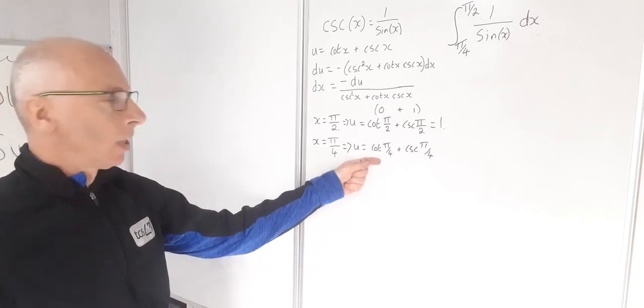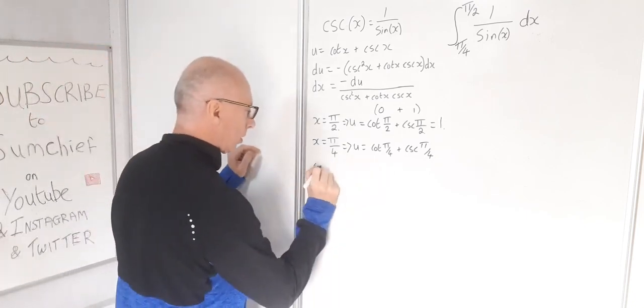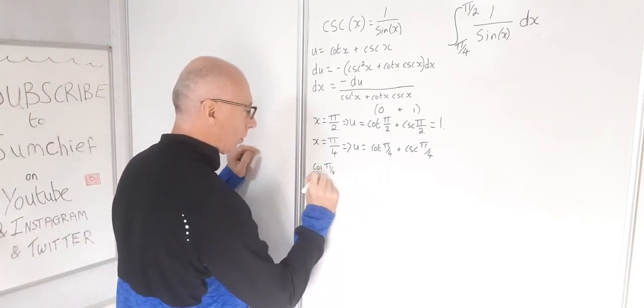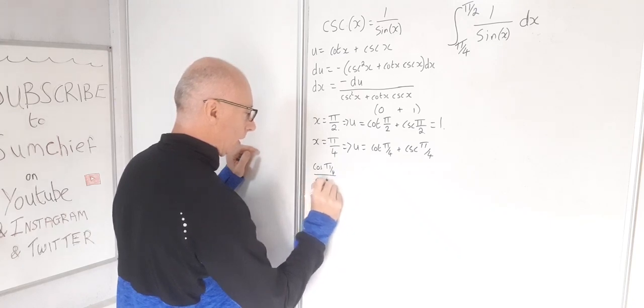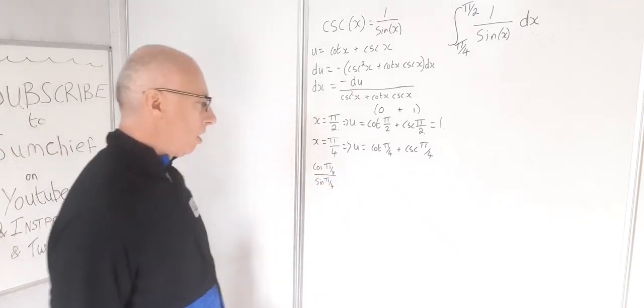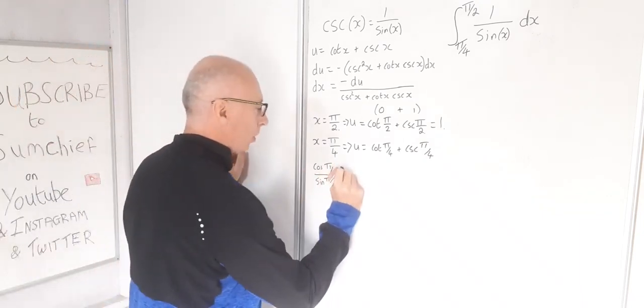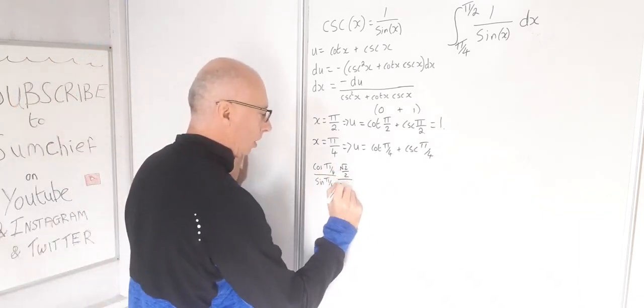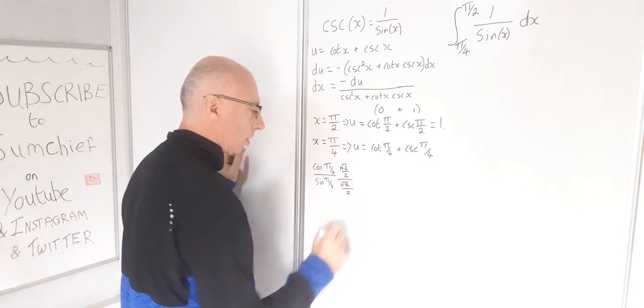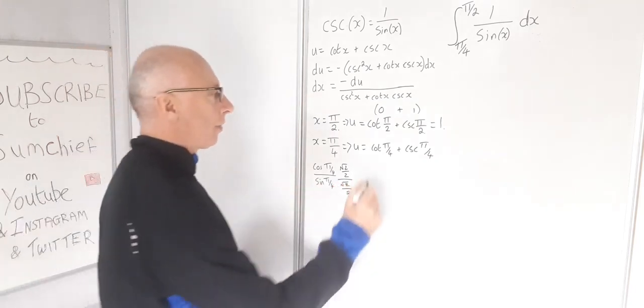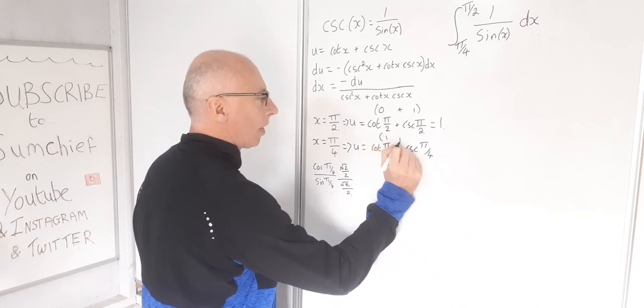Now again, cotangent we know is cosine over sine, so cosine pi over 4 divided by sine pi over 4. Well, we know that these two values are equal. They are both root 2 over 2 divided by root 2 over 2. So that's just going to give us a 1. So that's a 1 there.